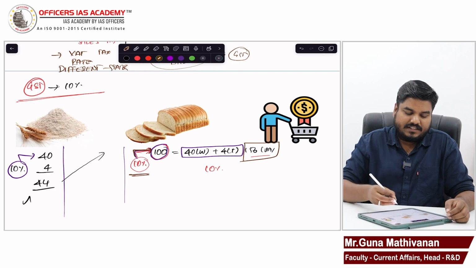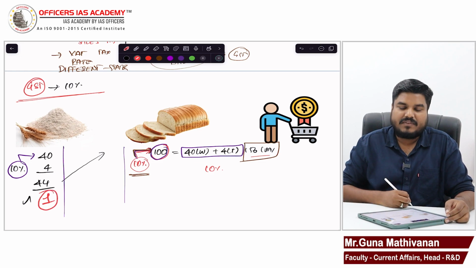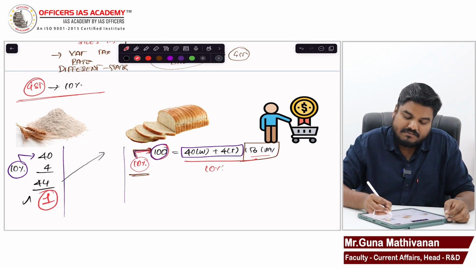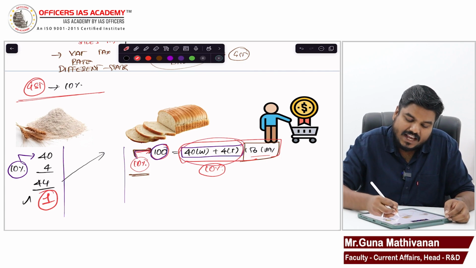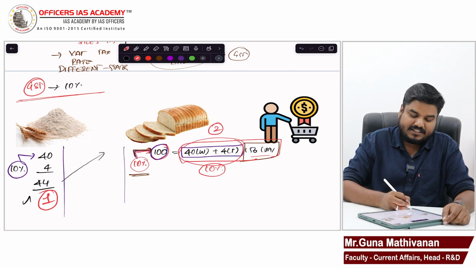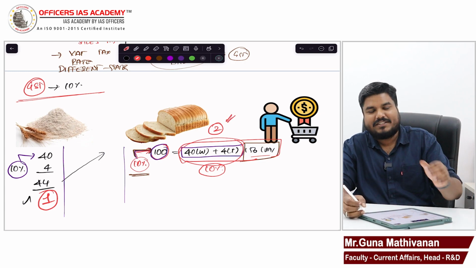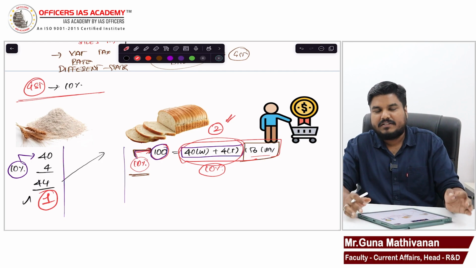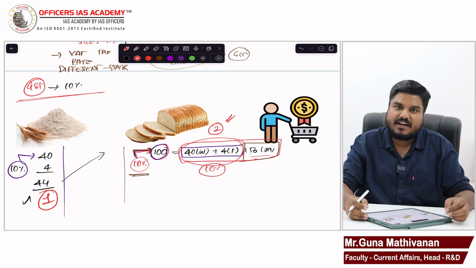So in this stage, wheat is taxed once here. In this example, wheat is taxed once here. And by imposing 10% tax on this entire 100 rupees, wheat is taxed twice here. Wheat is taxed once here, wheat is taxed twice here. So a product is taxed more than once.